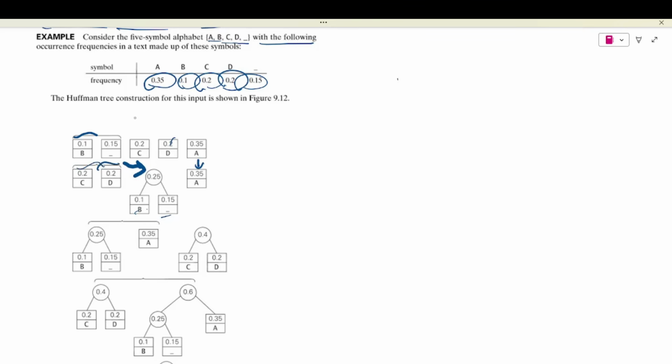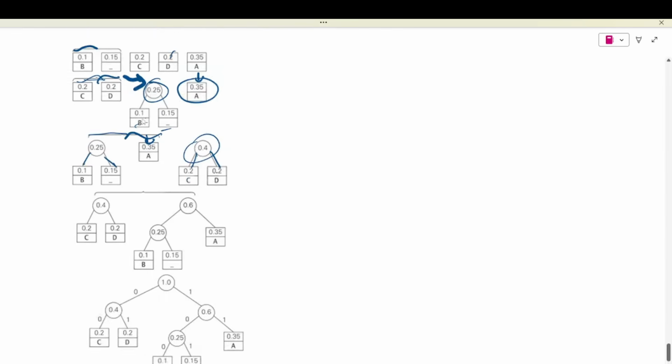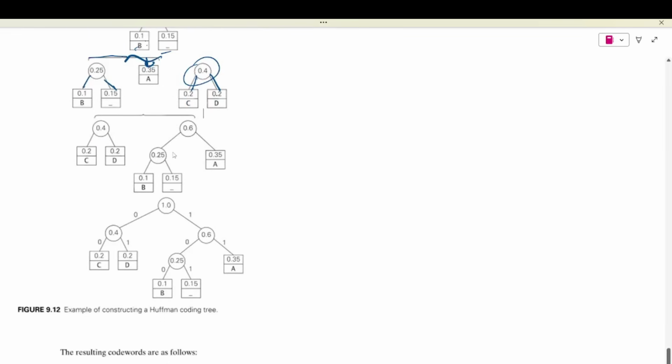The next 2 values you will be adding. Now 0.25 and 0.35 you add. Next you will be considering this 0.25 and 0.35, that is 0.35 for A, this for B and this, and 0.4 you add, that is for 0.2 and 0.2. This if you add, you will get 0.4. You arrange it in ascending order, that's all.